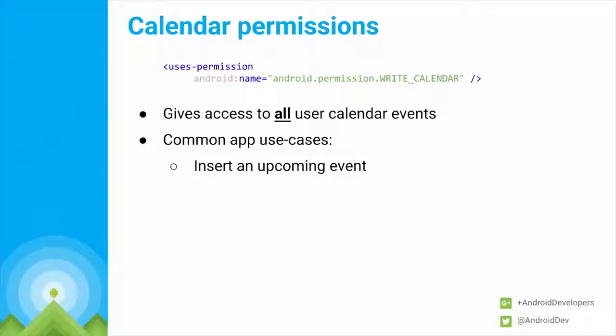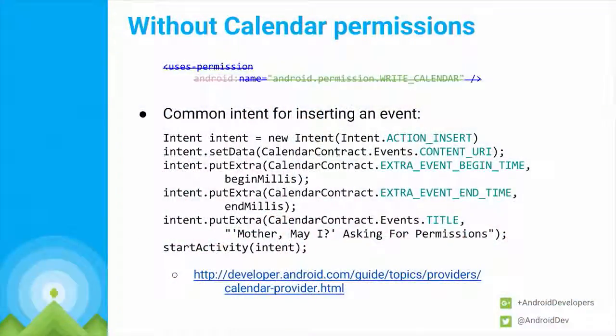Calendar permission. Again, it's accessing all of the user's calendar events. When in reality, you may just want to add one upcoming event. Say, for example, this talk that we're in right now. Here's an example of how to do that. There's an action insert intent for that. And we can fill in some of the details, like when it starts and ends, the details around it, and then just start that activity. We don't require the write calendar permission. We launch into a UI, fill out the fields, ready for the user to say, yes, I want to save and persist that. So we're adding that additional functionality without requiring that permission.